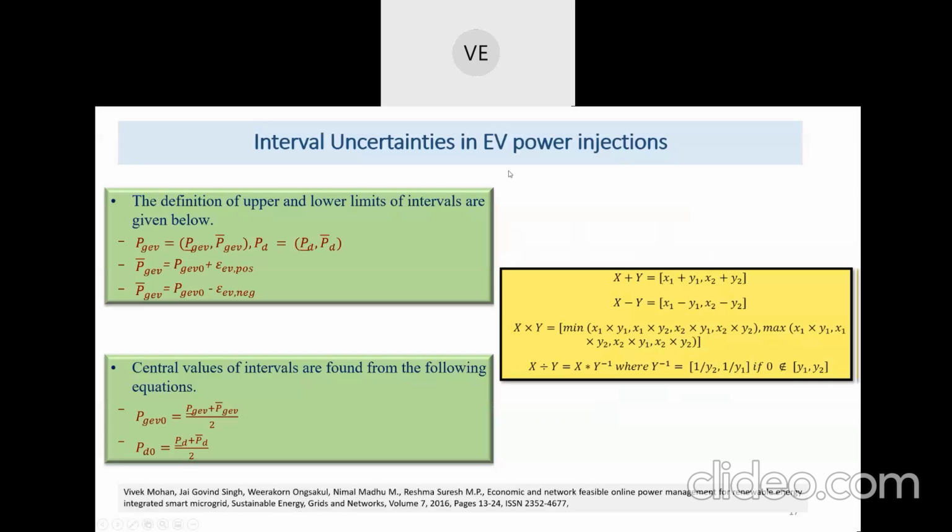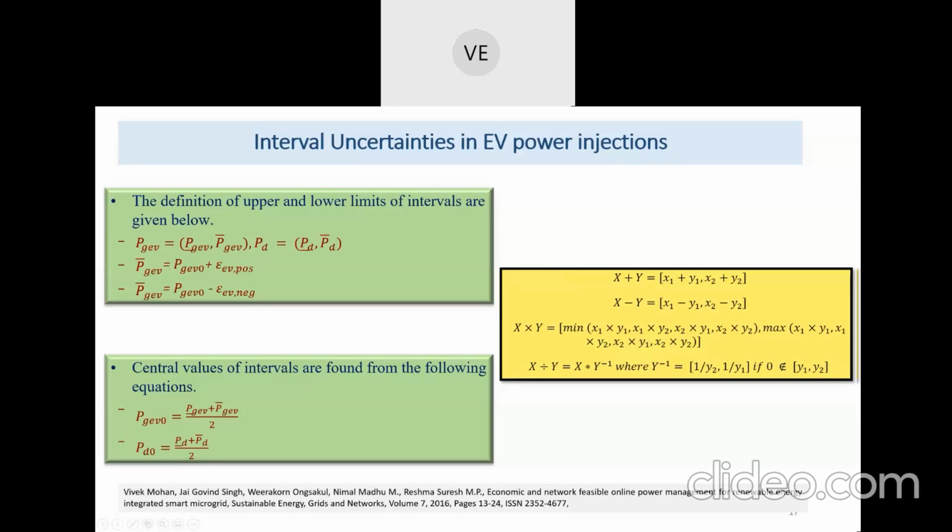So how is interval arithmetic done? Interval arithmetic operations are shown here: how to add two intervals, how to subtract two intervals, and how to divide two intervals. These are basic arithmetic operations. So the full load flow will be executed in interval operations. So what will be the output? The output will also be in the interval form.